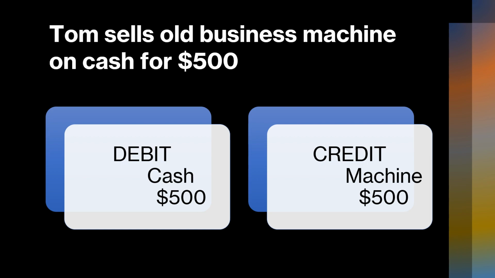One asset account, cash, will increase, while the other asset account, machine, will decrease. So the cash account will be debited with $500, that is an increase in assets, and the machine account will be credited with $500, that is a decrease in assets.